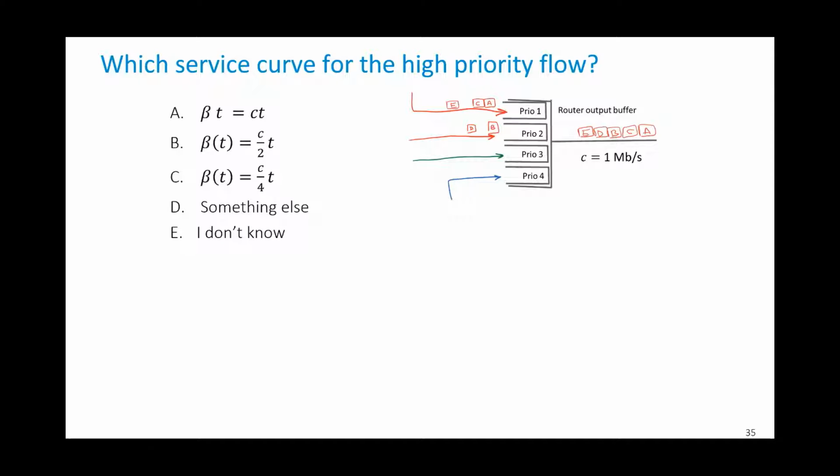For example, if I have C guaranteed to the aggregate, but I have multiple priorities, which service curve is guaranteed to the high priority flow? The parenthesis is missing here.